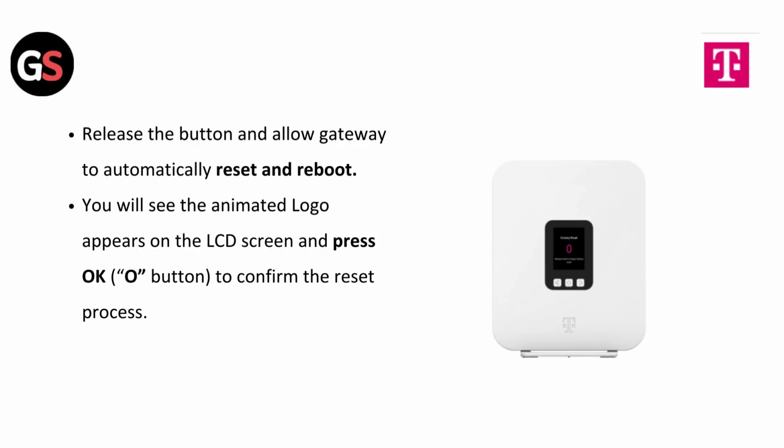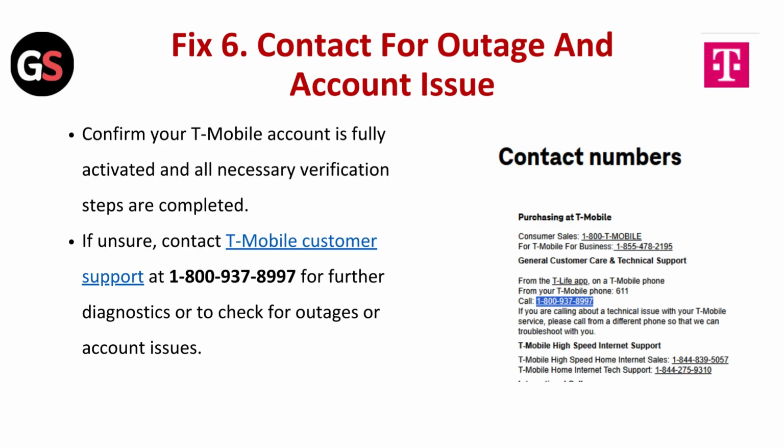You will see the animated logo appear on the LCD screen. Press the OK button to confirm the reset process. Fix 6. Contact for outage and account issues. Confirm your T-Mobile account is fully activated and all necessary verification steps are completed. If unsure, contact T-Mobile customer support at 1-800-937-8997 for further diagnostics or to check for outages or account issues.